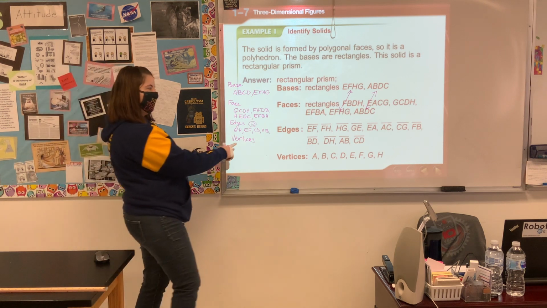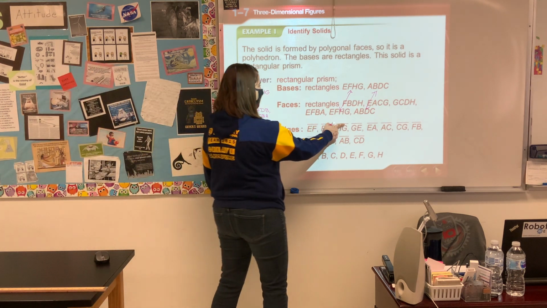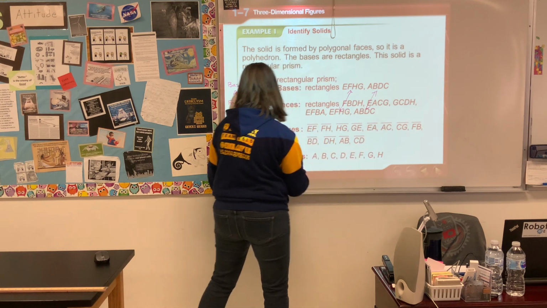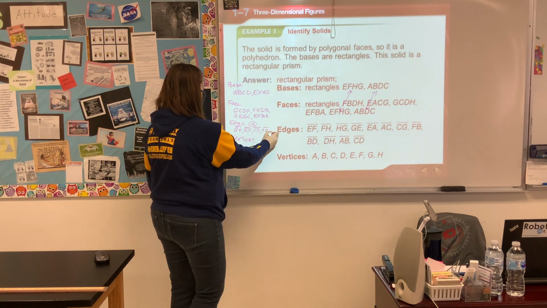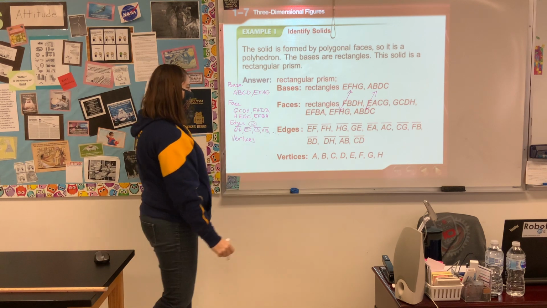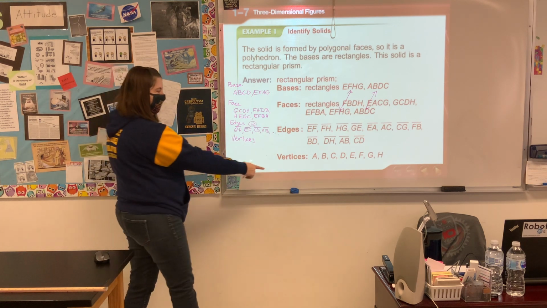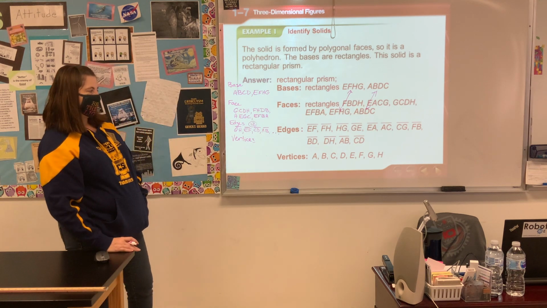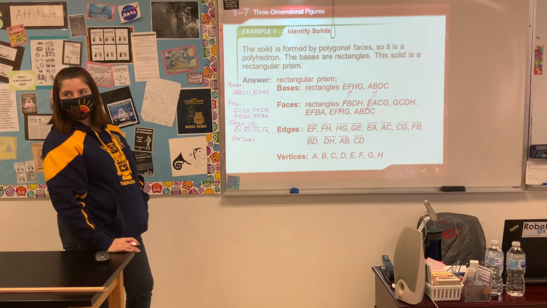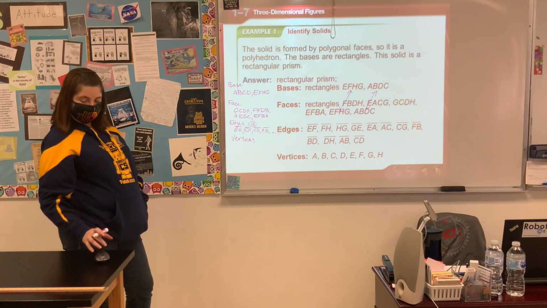Edges, we knew that there were 12, so they named all of these different segments. And we knew that that continued. And our vertices, our meeting points, were all those corners. A, B, C, D, E, F, G, H.